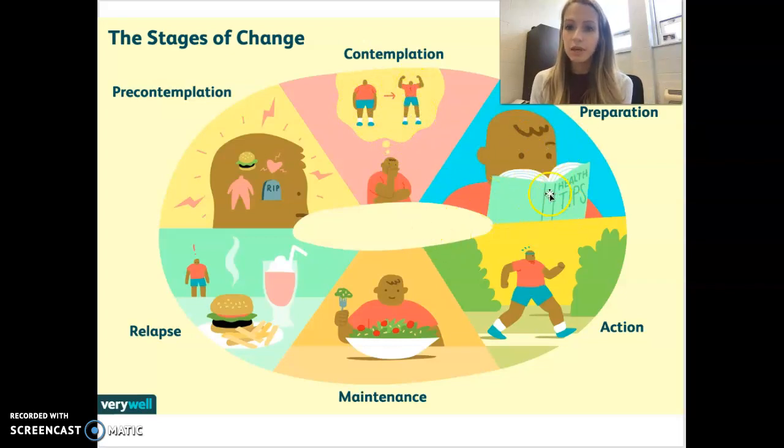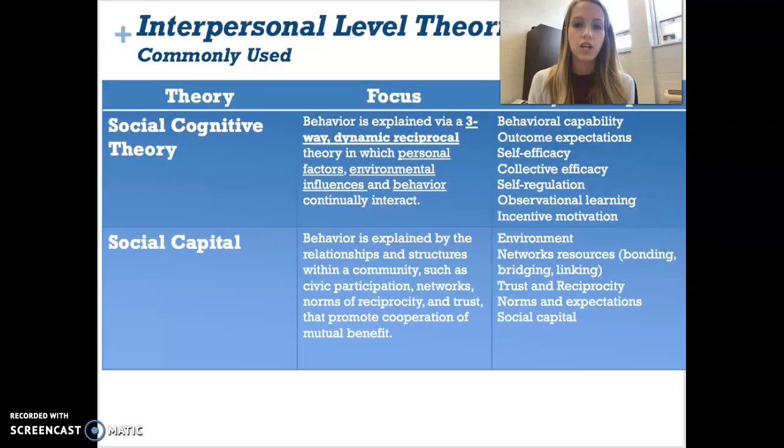Preparation, reading up on some healthy tips. How am I going to do this, right? Am I going to get a gym membership? Am I going to learn some new recipes to cook? Action, actually doing it, right? Working in those stages. Then maintenance. So they've been doing it for more than 6 months now. But remember that there can always be a relapse and a change back to the past here. So those are all of our theories for intrapersonal level of change.